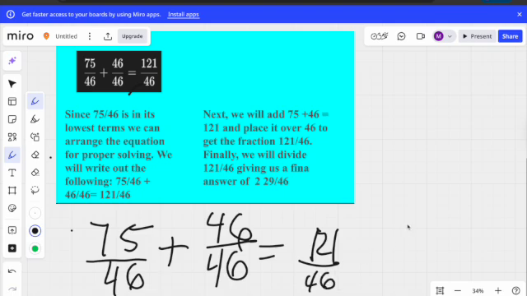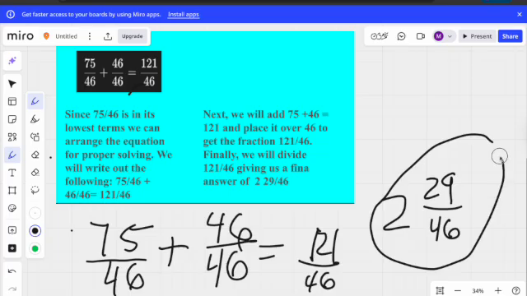Next, we need to go ahead and divide 121 by 46, giving us an answer. We can divide 46 into 121 2 times, which gives us a remainder of 29, and we place it over the denominator of 46, giving us a final answer for our problem of 2 and 29 over 46.